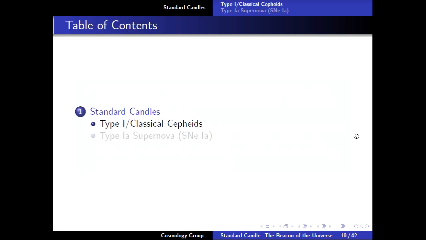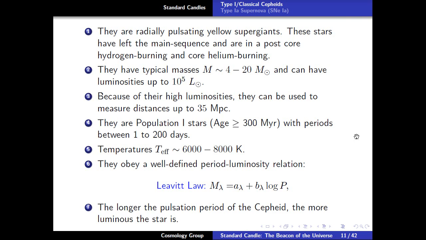Now let us talk about type 1 or classical Cepheids in detail. They are radially pulsating yellow supergiants, and these stars have left the main sequence and are in the post core hydrogen burning and core helium burning phase. They have typical masses in the range 4 to 20 solar masses and can have luminosities up to 10 to the 5 solar luminosity. And because of their high luminosities, they can be used to measure distances up to 35 megaparsec.